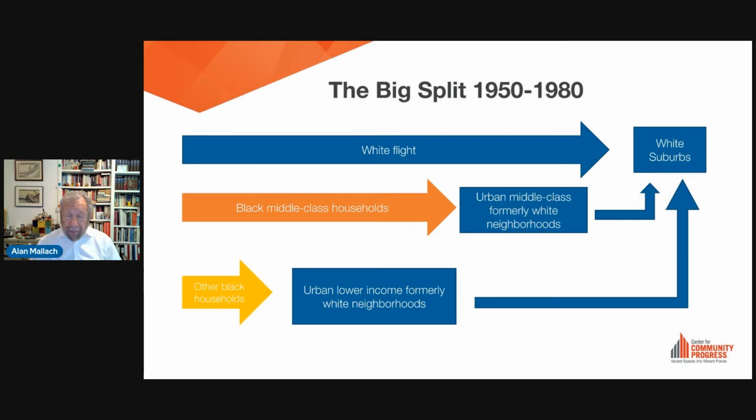What happened as the whites moved, there were basically two groups of white families. There were lower income whites in lower income neighborhoods that were typically adjacent to the Black neighborhoods who moved to the suburbs. And there were middle class and affluent whites from neighborhoods that tended to be further out who moved to the suburbs.